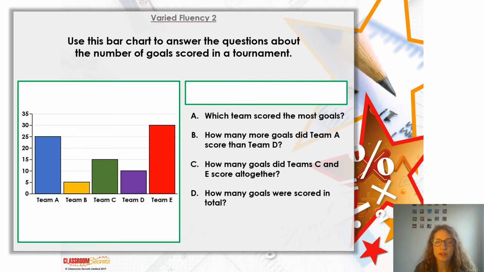Okay, so let's have a look then. So which one scored the most? So that's nice, easy. We don't even need to count the amounts on this or look at the scale. We can just see which bar goes the highest. Okay, and that is Team E.